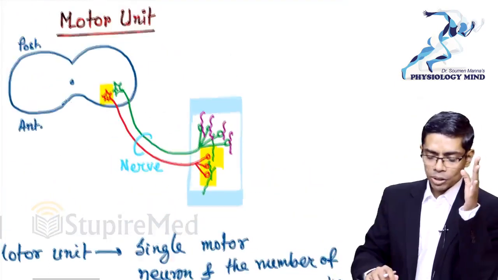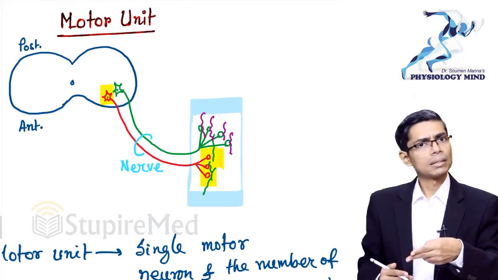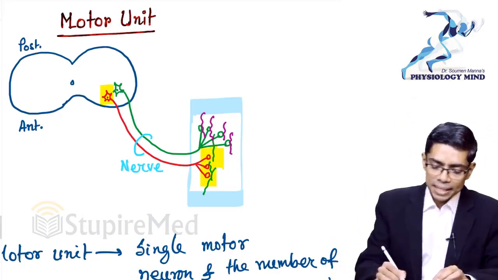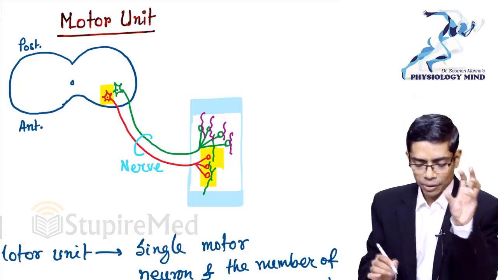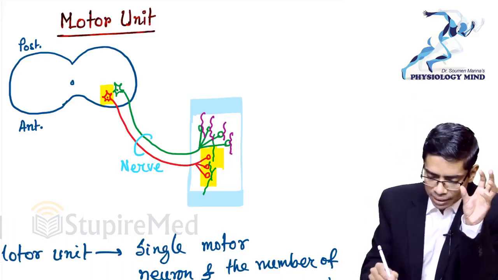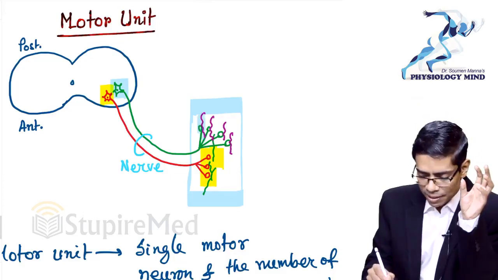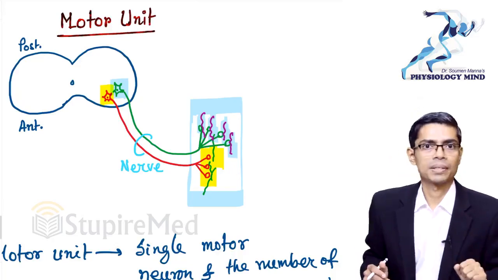So how many motor units are you finding in this diagram? Simple, 2 motor units I have made here. There are multiples, I told you thousands maybe. This red color neuron motor unit is the smaller one, and this green color one is the larger motor unit, because it is supplying 4 muscle fibers simultaneously, 1, 2, 3, 4. So that is the larger motor unit.